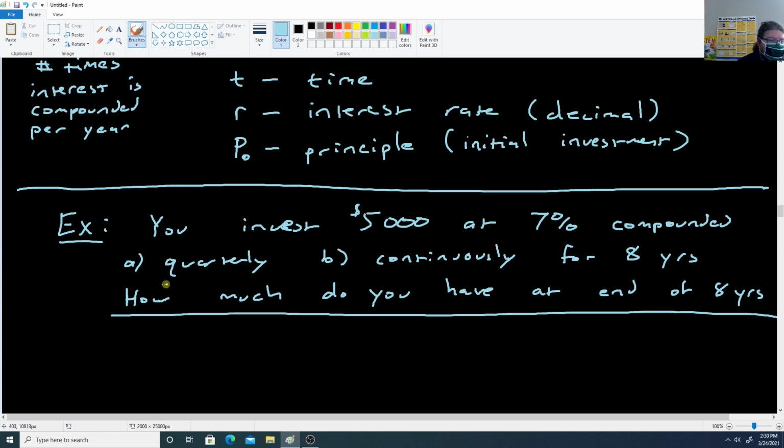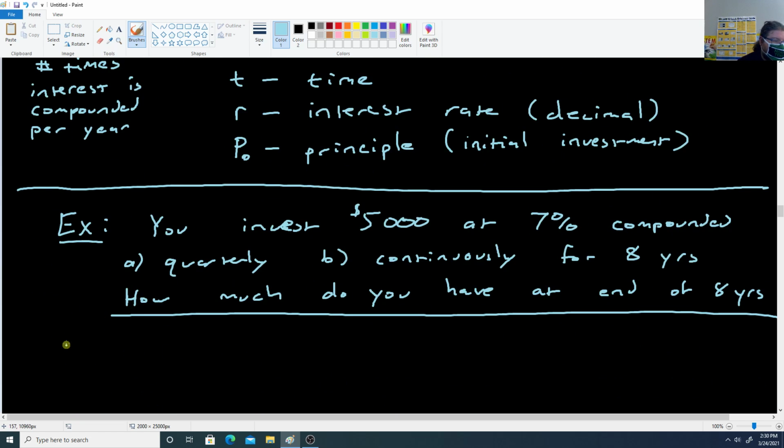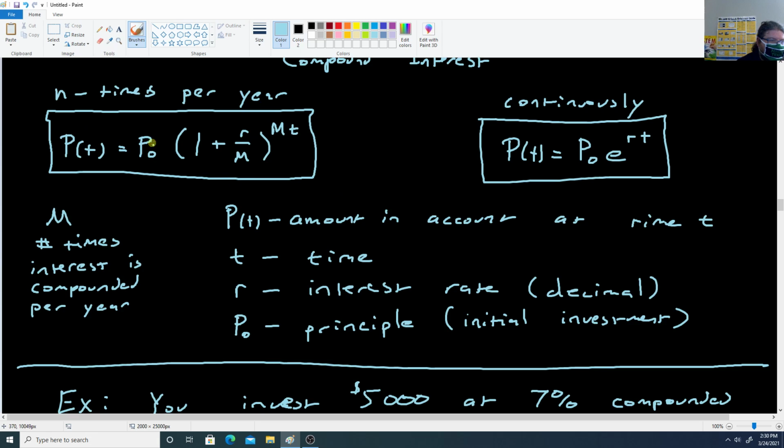Okay, so for part A, we're compounding quarterly, which is an n times per year compounding. You're compounding 4 times per year. So we would say the initial investment times 1 plus the interest rate as a decimal, divided by the 4 times you compound per year, all that raised to the 4 times you compound per year, multiplied by the 8 years you compound for. So the initial investment is 5,000, the interest rate is 0.07, M, since it's quarterly, is 4, and T is the 8 years you invest for.